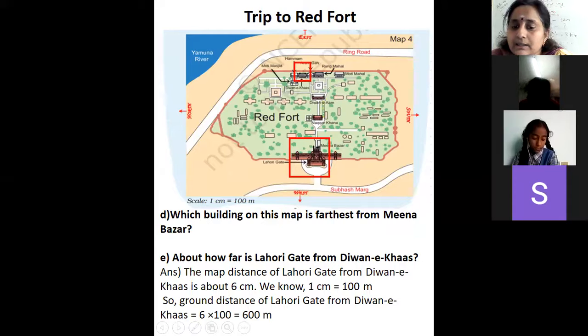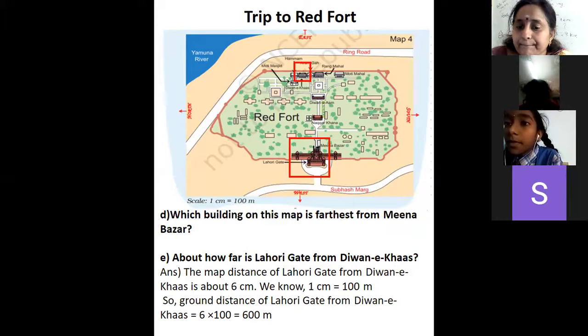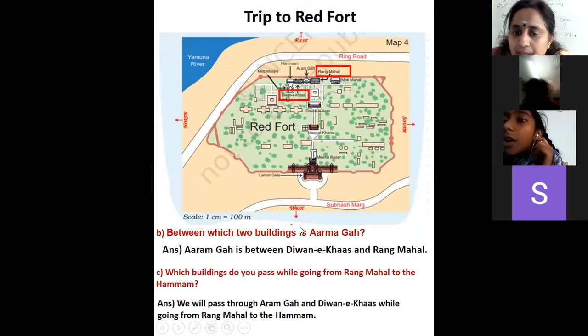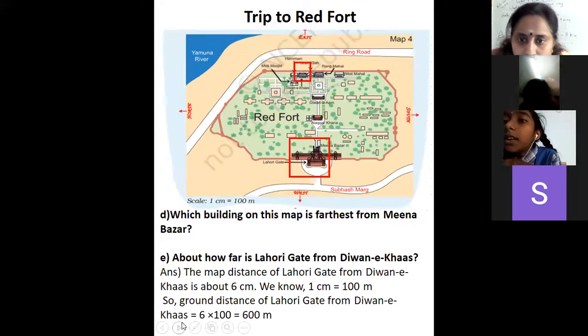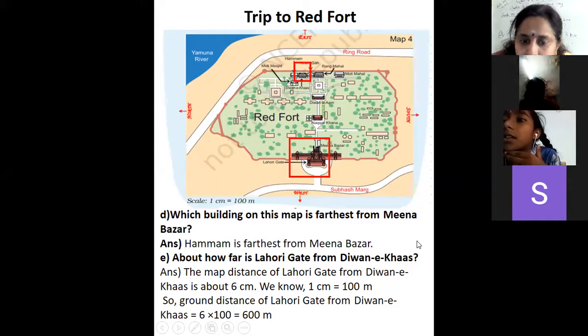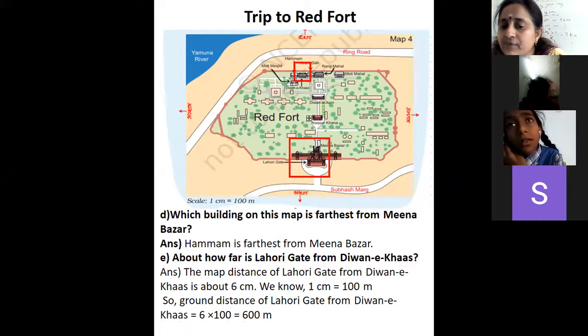Now, the next question. Which building on this map is farthest from Meena Bazar? Where is Meena Bazar? Here is Meena Bazar. Which building is farthest? Hammam. Yes, very good. Hammam is farthest from Meena Bazar.